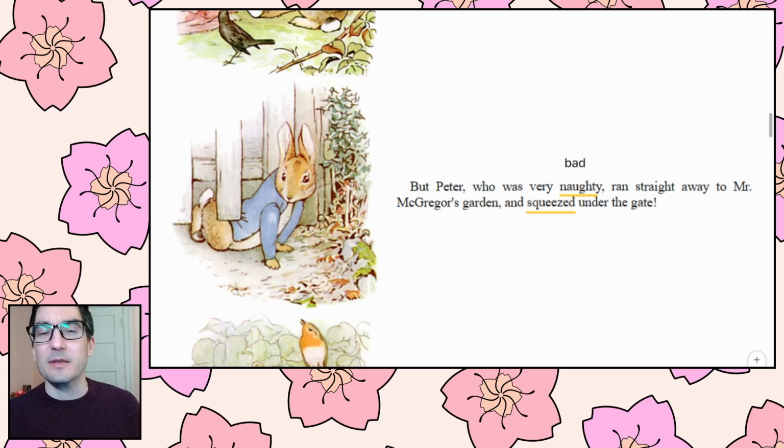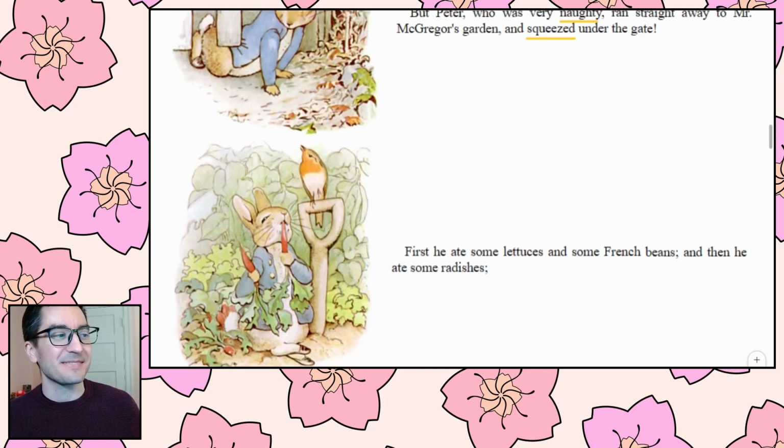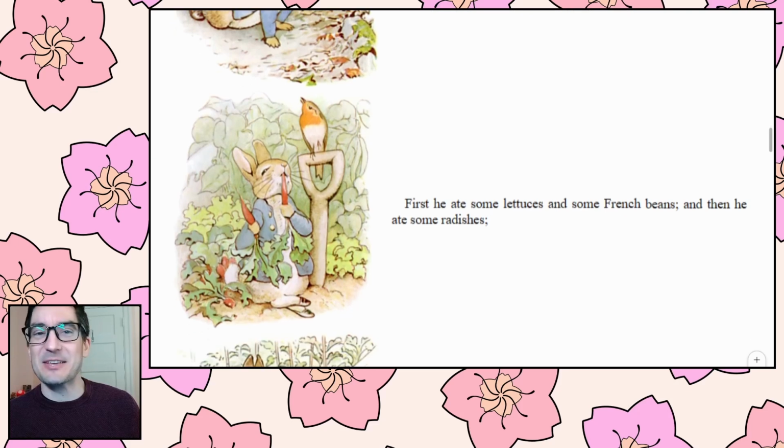So the three rabbits are being good, and Peter is doing what his mother said not to do. He's going to Mr. McGregor's garden. Okay, why? Why is he going to the garden? First, he ate some lettuces and some French beans. And then he ate some radishes.